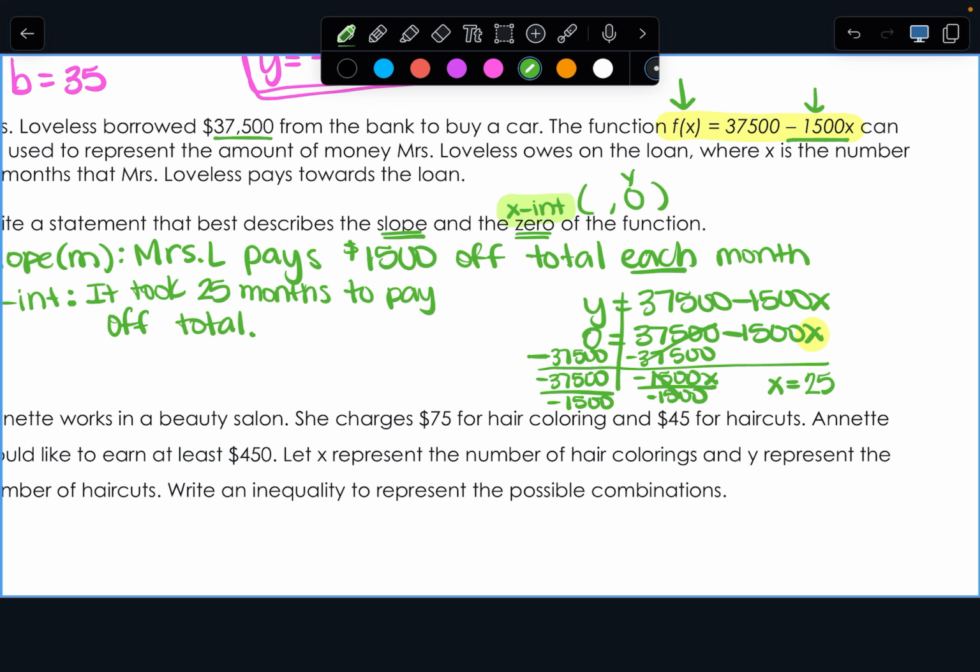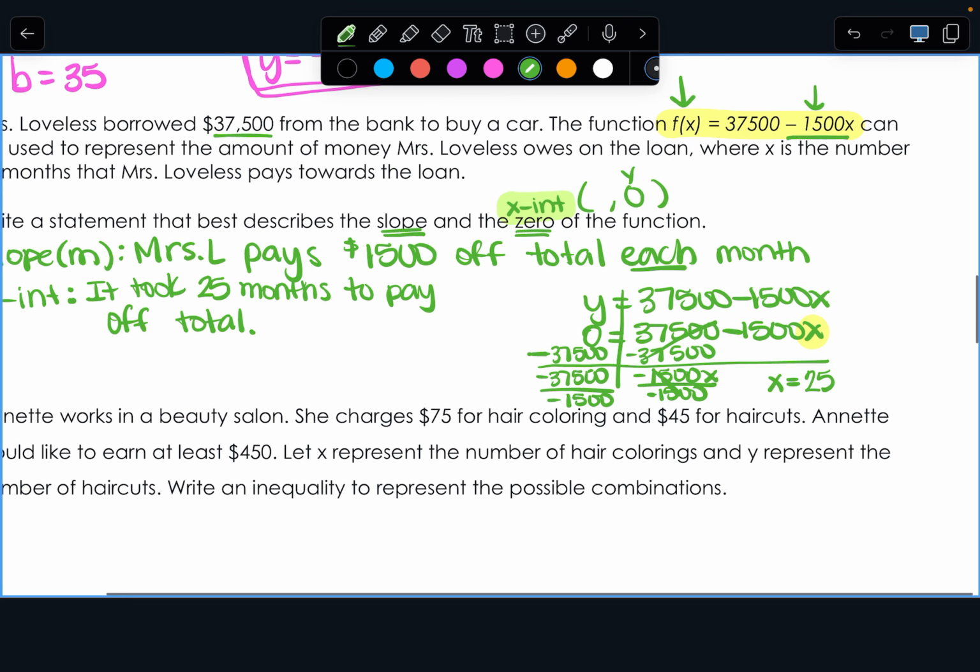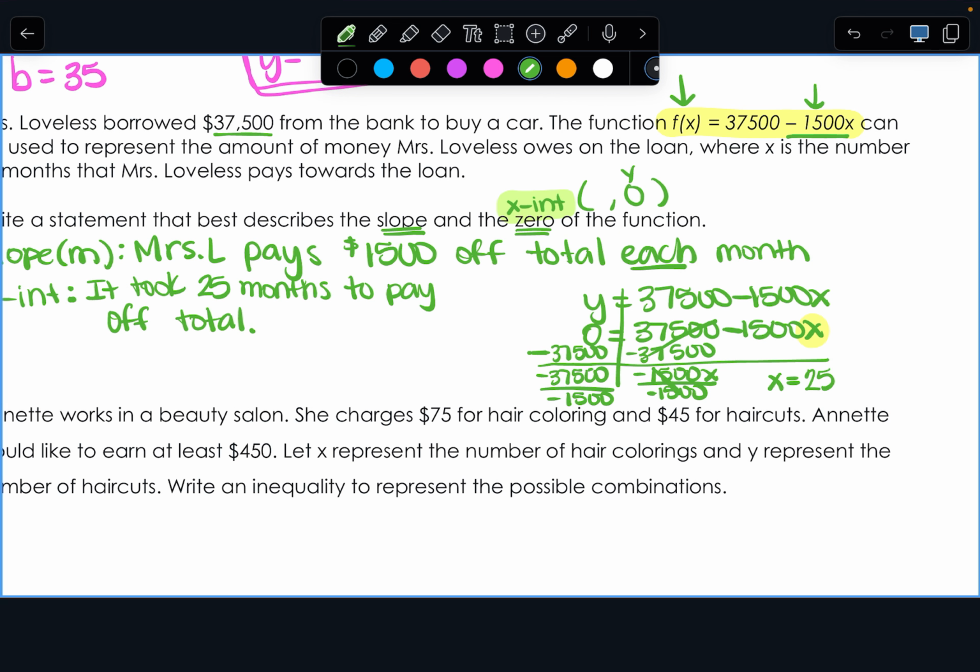I didn't want to, I was just trying to do less writing. We're going to call you Miss Pay off the total. Yay. To pay off the car. Pay off the total. Okay. Questions so far? No. All right.